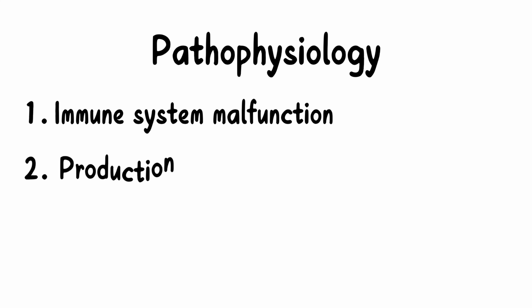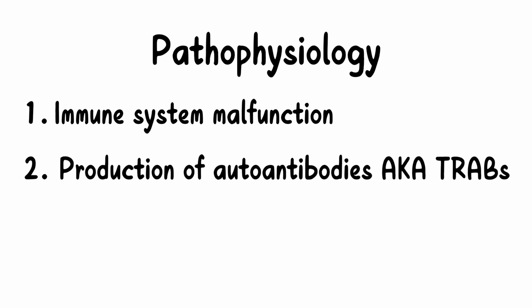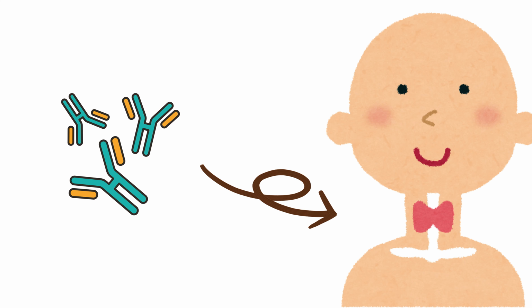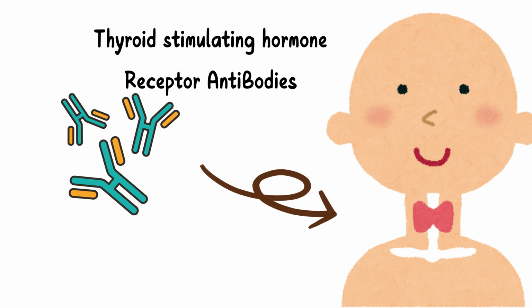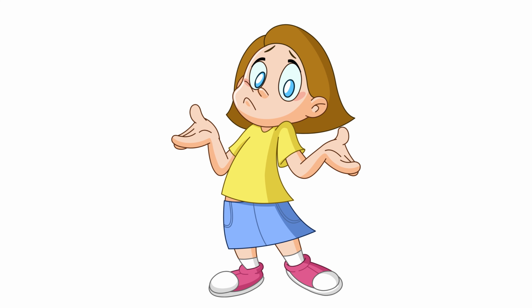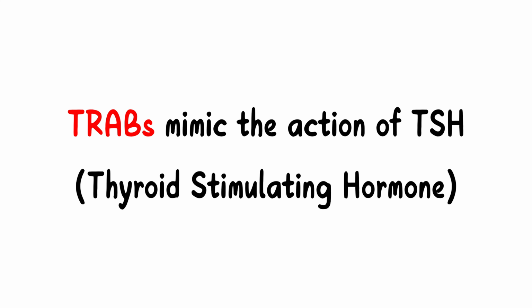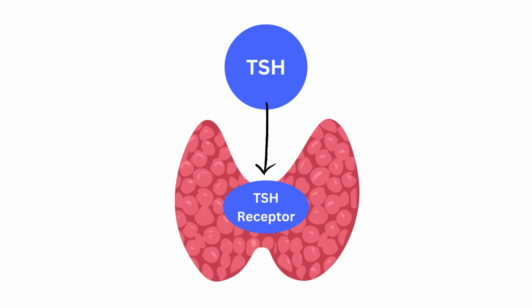Number 2. Production of autoantibodies, also known as TRAbs. So now, instead of attacking a pathogen, the immune system creates autoantibodies that specifically target the thyroid gland. These antibodies are called thyroid-stimulating hormone receptor antibodies, or TRAbs. So what's the big deal with TRAbs? Well, the big deal is these weird antibodies mimic the action of TSH, which is the hormone that normally stimulates the thyroid gland to produce thyroid hormones.